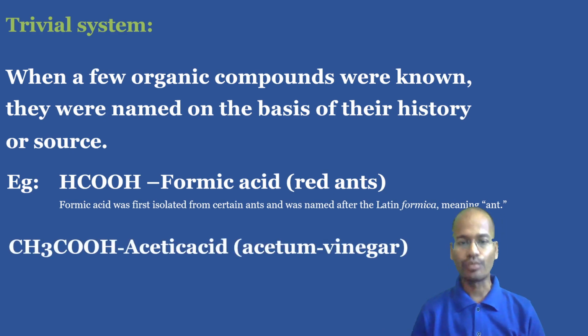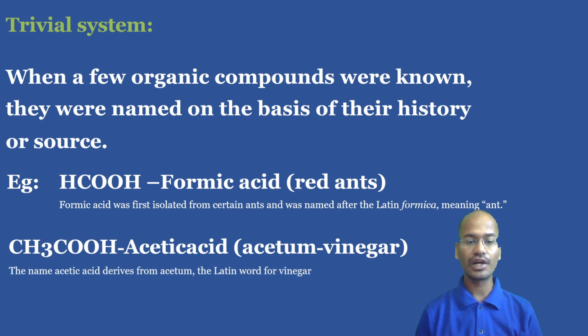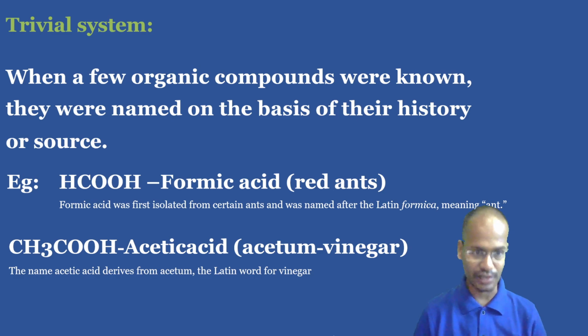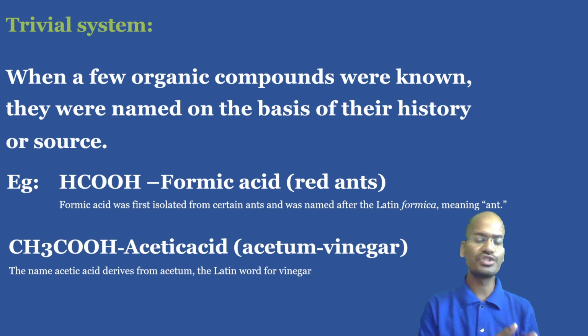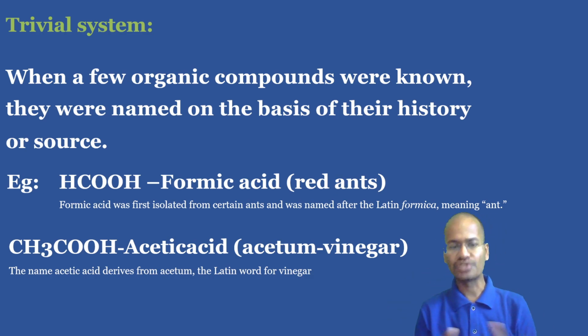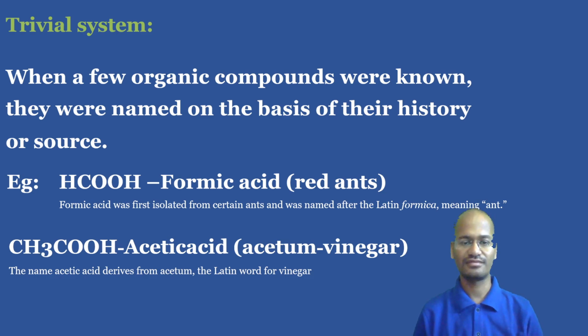So let us see one more example. Acetic acid, acetum, which is nothing but vinegar. The term acetic acid is derived from acetum, which is called vinegar. In vinegar, the key ingredient that is present is the so-called acetic acid. That's why the acid which is present in acetum, that's nothing but vinegar, is called acetic acid. So this is how the names are given in the trivial system of nomenclature.